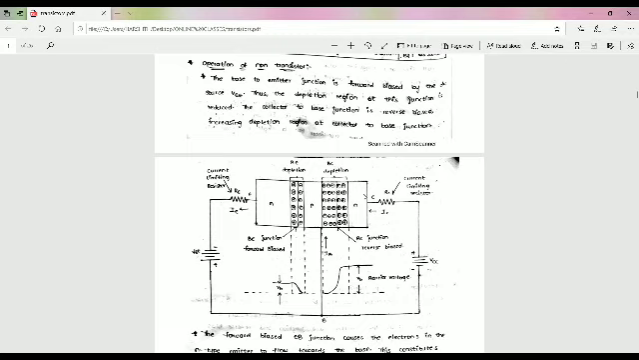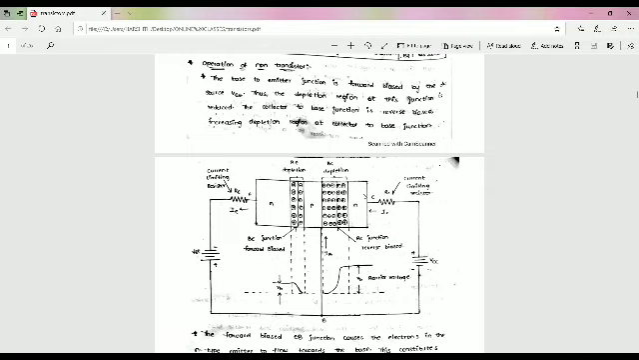It is a bipolar device. That means the collector current comprises two components, majority carrier current and minority carrier current. The majority carrier current is the electrons and the minority carrier current is the holes. The minority current component is called leakage current.